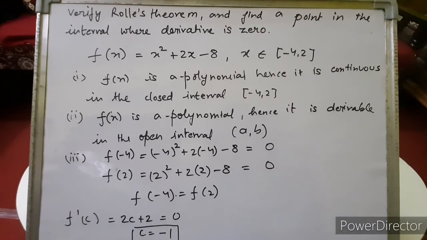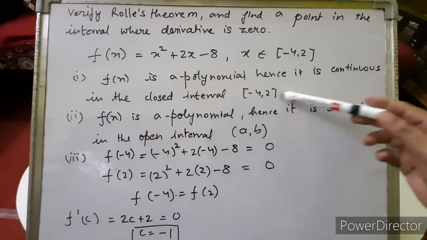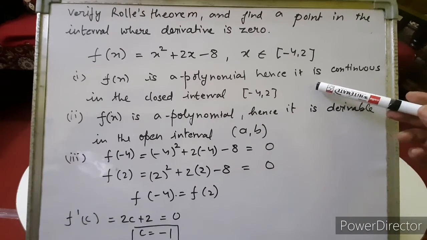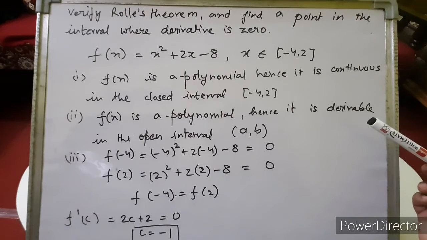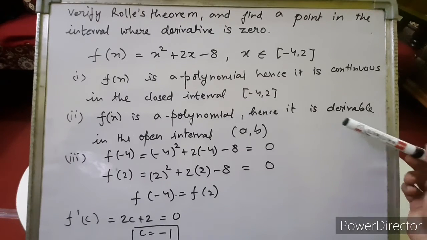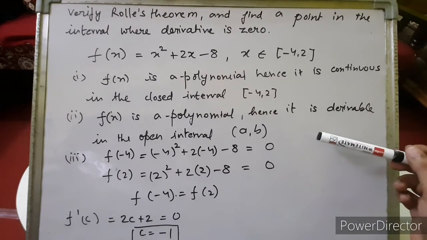Right. Now let's see the first condition. The first condition says the function must be continuous. So f(x) is a polynomial and we know that all polynomials are continuous. So we can write the statement as: f(x) is a polynomial and hence it is continuous in the closed interval [-4, 2]. This is very important. The closed interval must be mentioned, right? Next point, because it is a polynomial and we know that polynomials are derivable in the open interval, we can say that hence it is a polynomial, hence it is derivable in the open interval (a, b).